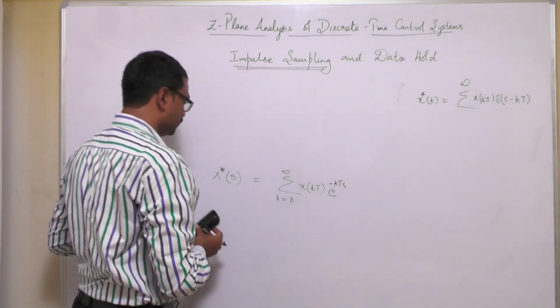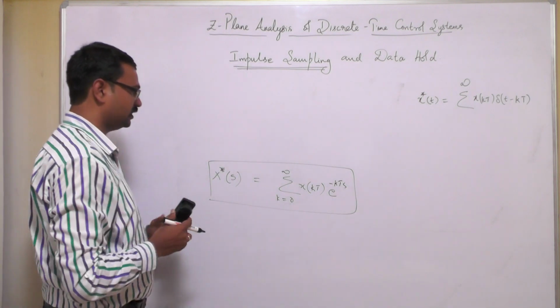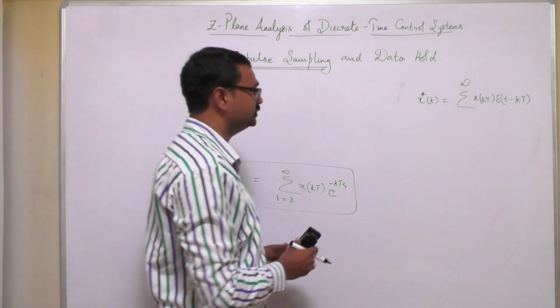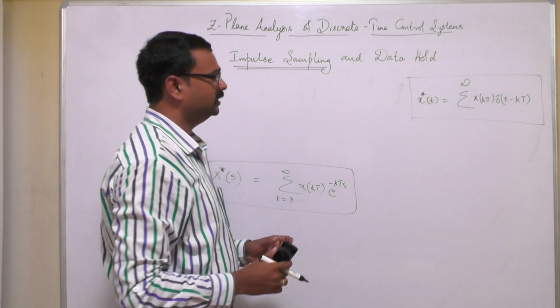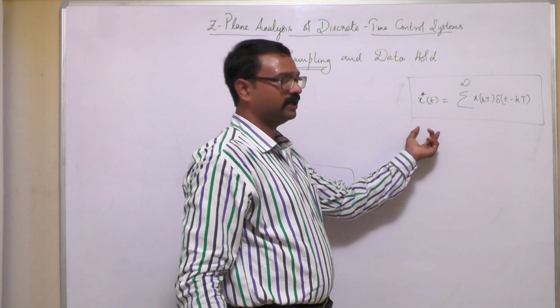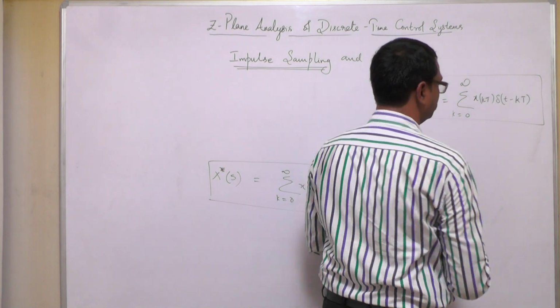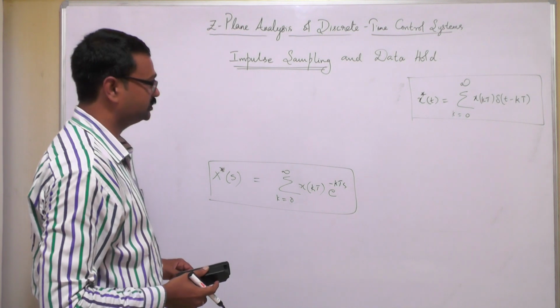Once you have understood this, you are left with these two equations. x star of s is equal to sigma k is 0 to infinity, x of kt into e power minus kts, and x star of t is a train of impulses with different magnitudes at different instants. You get sigma k is 0 to infinity x of kt into del of t minus kt. Therefore, you have these two signals.